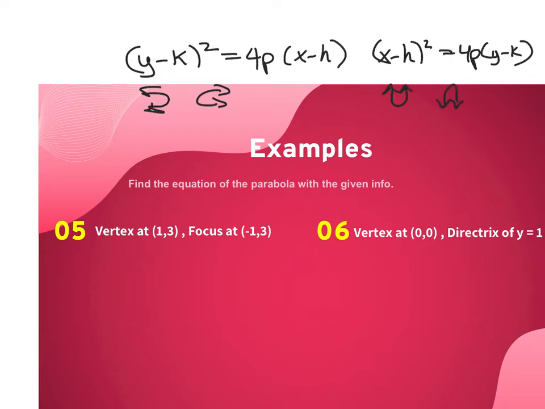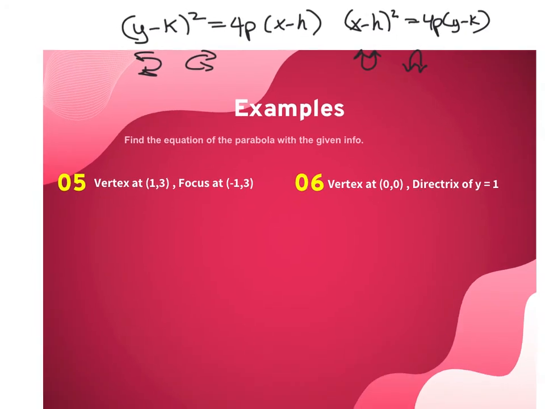And again, p-value positive, it's up. P-value negative, it would be down. And then the left and the right, when it's opening left, p is negative. When it's right, p is positive. So now let's go ahead again, give ourselves a visual. It helps. That way you'll know which one of the equations you're using to substitute in your p-value.